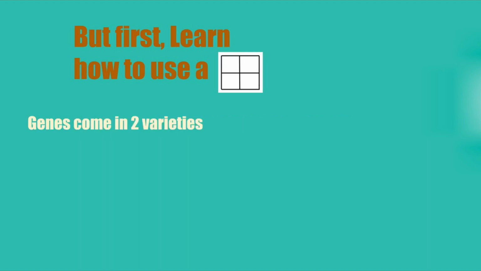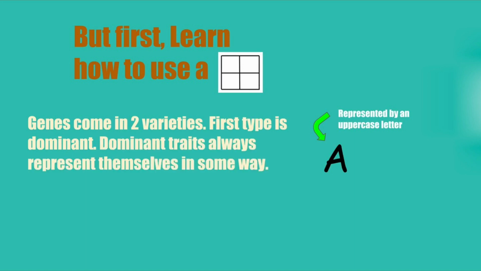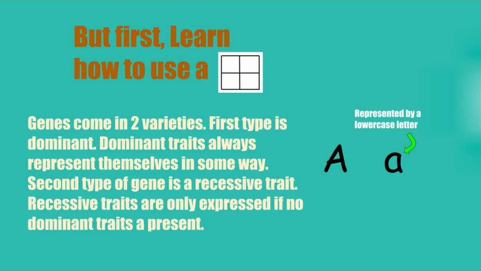There are two different types of genes. The first one is a dominant trait. The trait for this gene will always show up in some way, no matter what the other gene is. The second type of gene is a recessive trait. This trait will only show up when the other gene is also recessive.